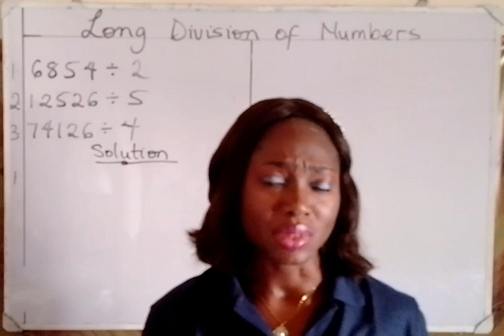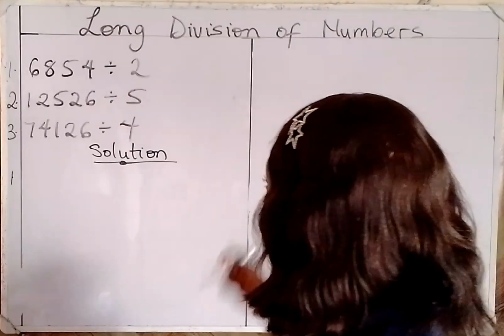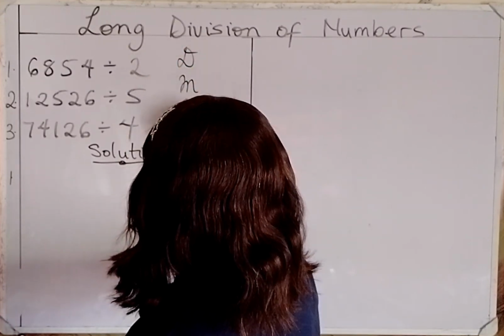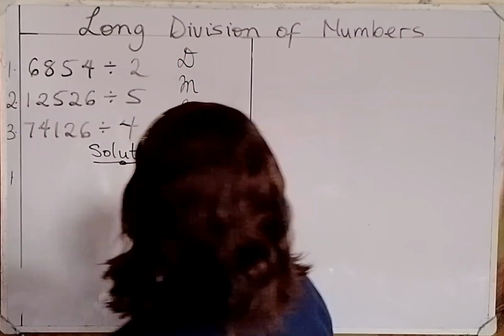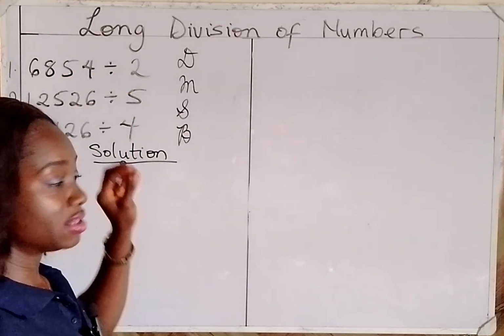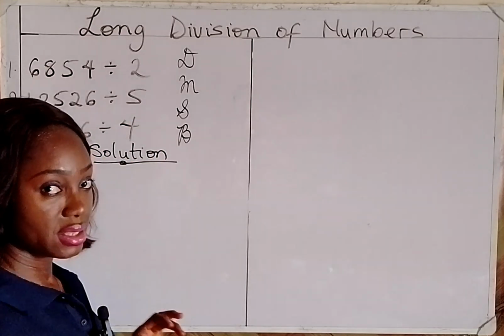Okay, we have an acronym that will help us to solve questions with long division. And the acronym is DMSB, which simply means the first step is to divide. After I've divided, the next step is to multiply. Then we subtract and bring down.